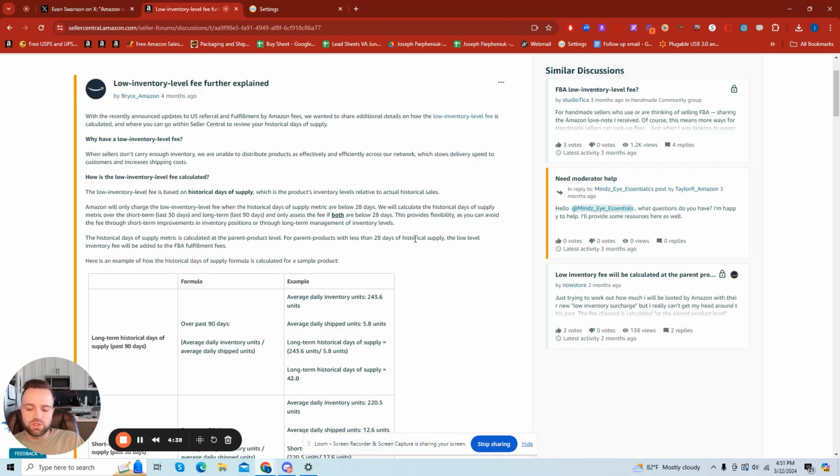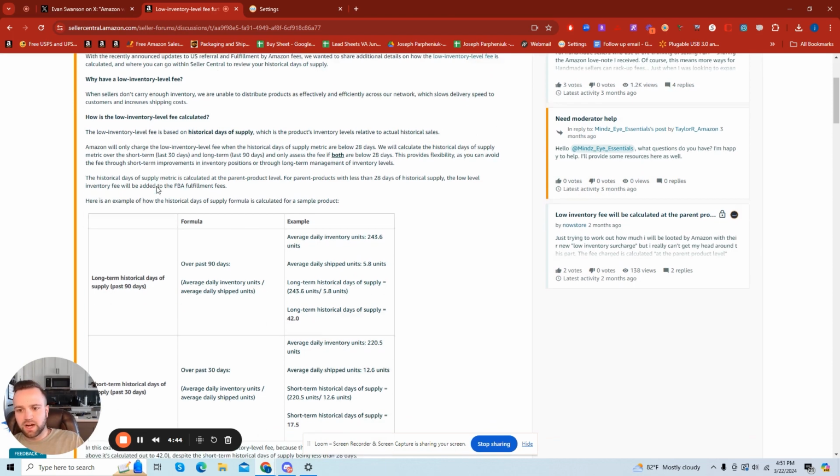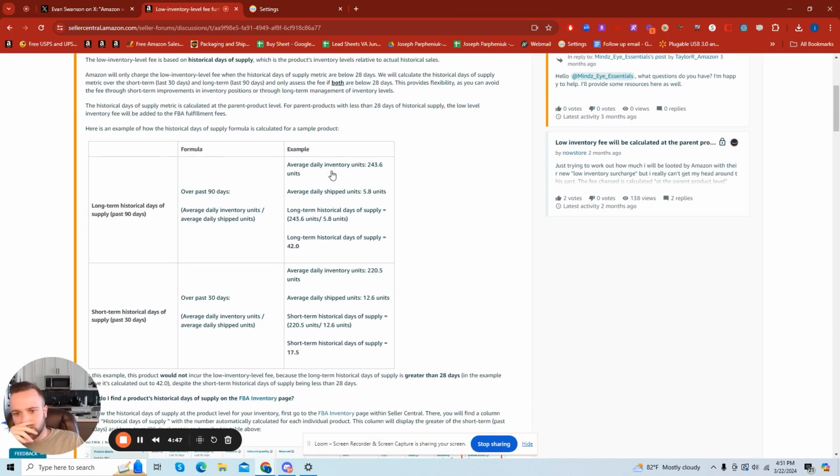I found this useful forum here that basically explains the low-level inventory fee in a little bit more detail. So we kind of covered what it means and how it's calculated, but this is another way to show the example. Let's say your average daily inventory is 243.6 and you shipped 5.8 per day. Your long-term historical supply is going to be divided, and it's going to get you to 42.